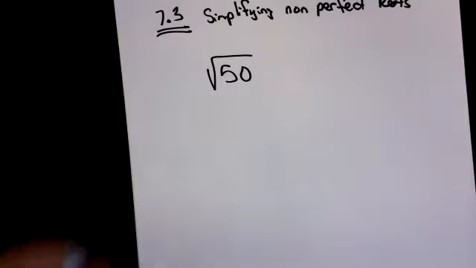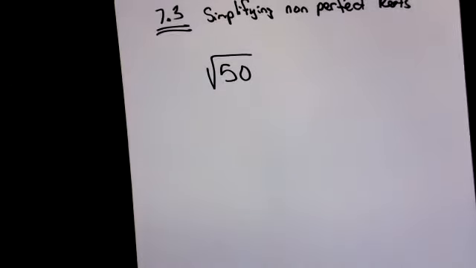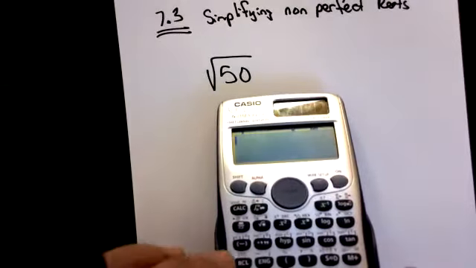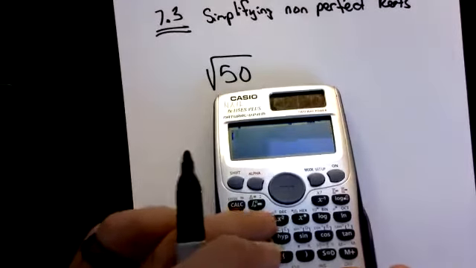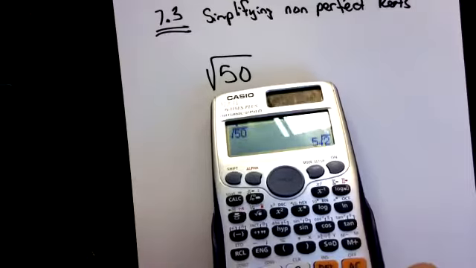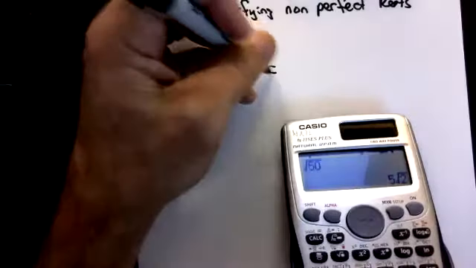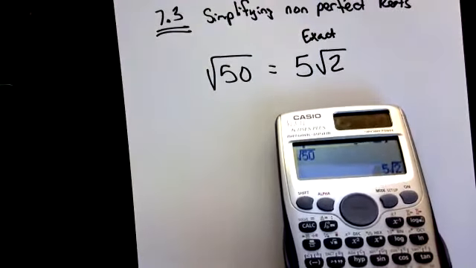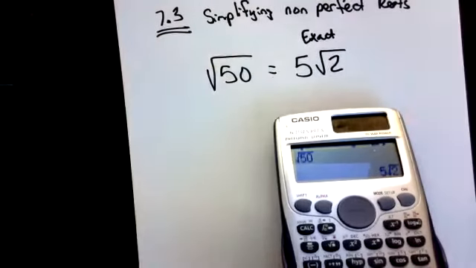Now, in this section, we want exact answers. Do not give me a decimal approximation. For example, I'll show you on my calculator, because my calculator actually does simplify square roots. It doesn't do cubes or anything like that. But if I type in the square root of 50, my calculator says 5 square roots of 2. That's the answer I want. This is an exact answer. This is a simplified root.